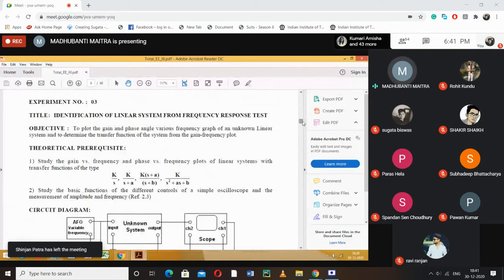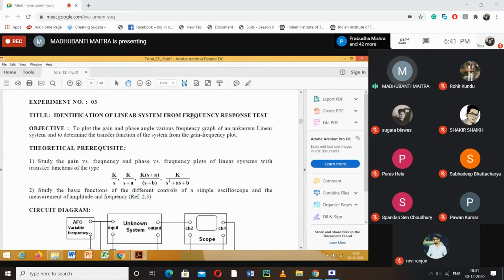There are several typos. So the title of this experiment is Identification of Linear System from Frequency Response Test. And what is the objective? The objective is to plot the gain and phase angle. We'll see what is meant by gain and phase angle at various frequencies.